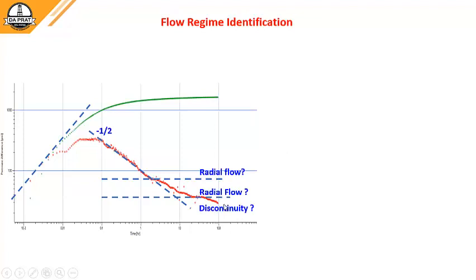And later on in the test, we're talking about close to 100 hours, this effect here could be due to discontinuities or limits. It could be a constant pressure limit. If it is a buildup, it could be that you reach a stabilized pressure if it is a seal boundary.